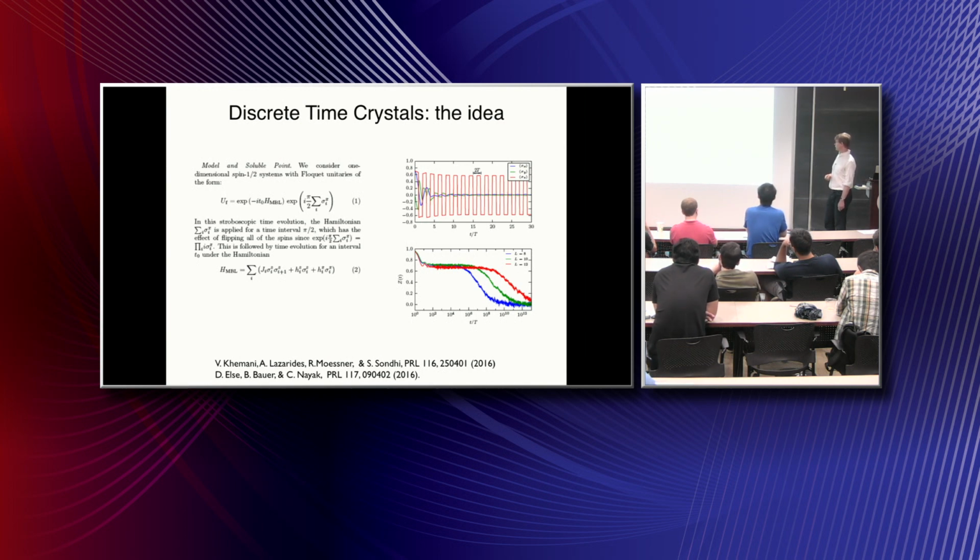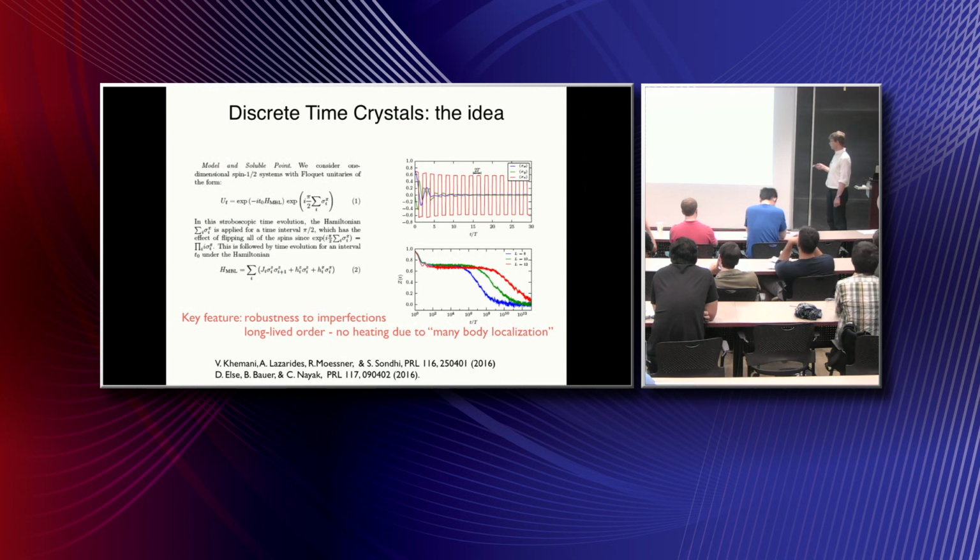The key feature that they pointed out is that this response should be robust with respect to imperfections, and it should be long-lived because of the nature of this Hamiltonian. This is a so-called MBL Hamiltonian, which does not allow the system to thermalize. In other words, there should be no heating due to many body localization.